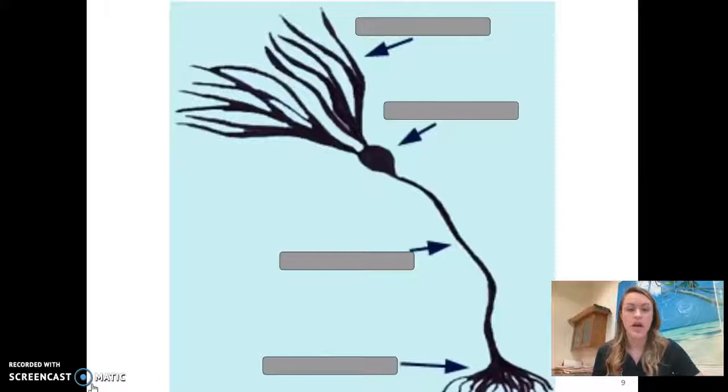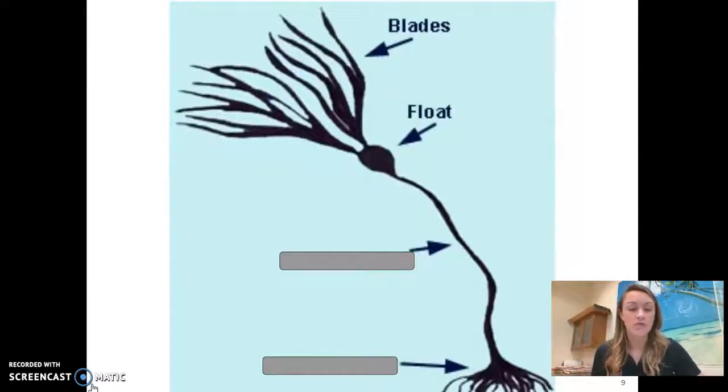All right, so one more time, kind of going over the structures. Our blades or our fronds are our leaf-like structures. Our air bladder is our float, or nematocyst. The structural support system is the stipe of a seaweed. And then the anchorage to the bottom is the holdfast.